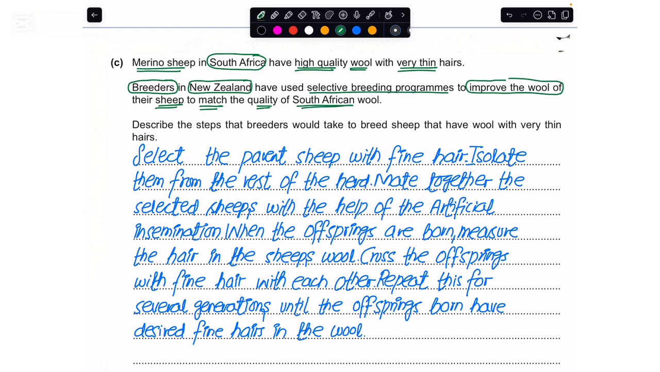The idea is that since the merino sheep living in South Africa have very high quality wool, the breeders living in New Zealand would also like their sheep to have the same feature as the merino sheep in South Africa. They say you are required to describe the steps that the breeders would take to breed sheep that have wool with very thin hairs.